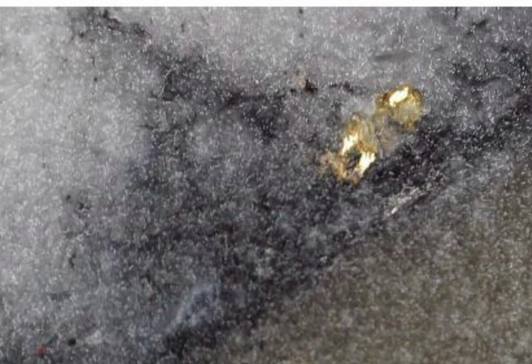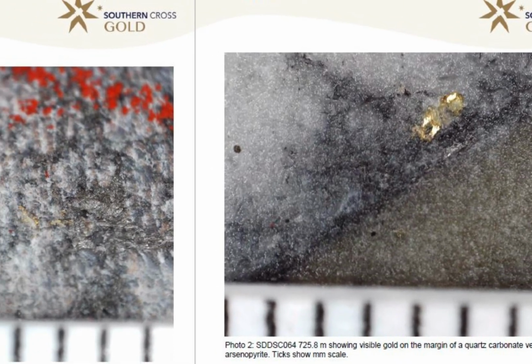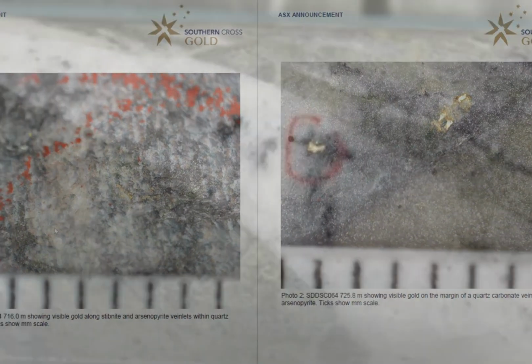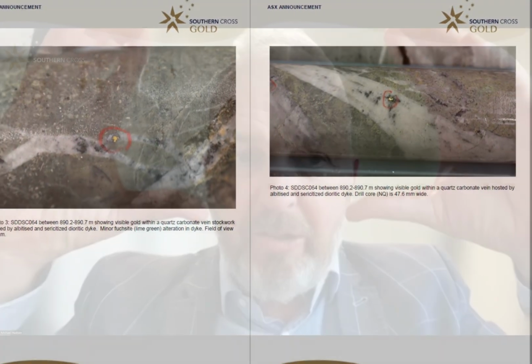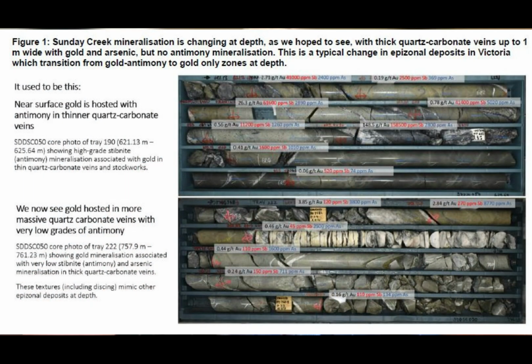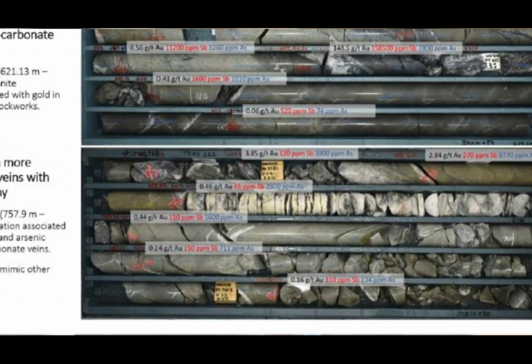The key point about this hole is that it continues to demonstrate how this epizonal system is transitioning to depth. There's multiple photos in the press release of visible gold, and that's what we want to see. That's what we see when these systems transform, basically from a gold antimony-rich, brittle hosted zone in the top 800 metres, and below that, you get more brittle structures. You start to see stylolites developing. The antimony drops off. You've got much more arsenopyrite and free gold. And that's exactly what's happening here.